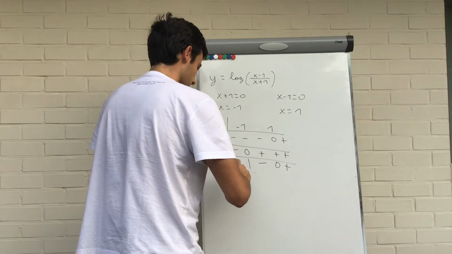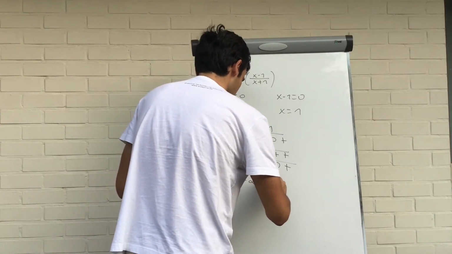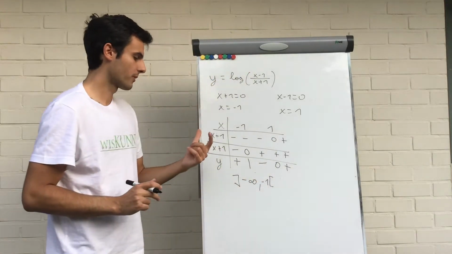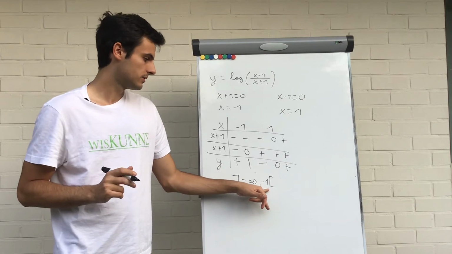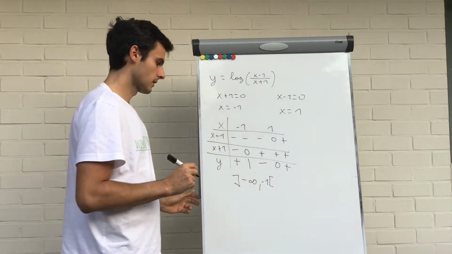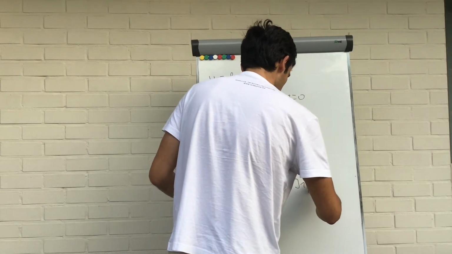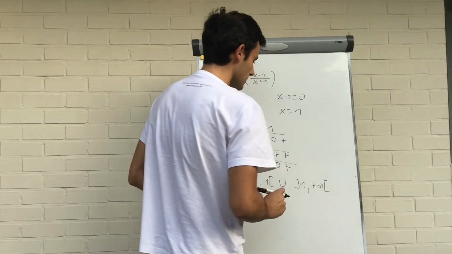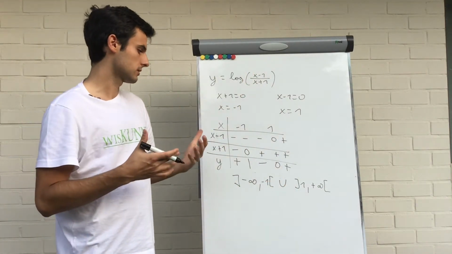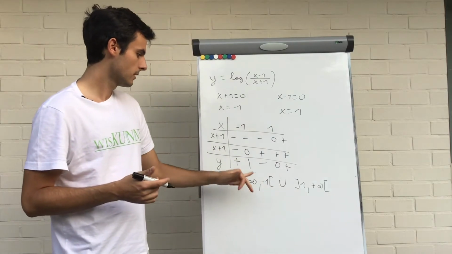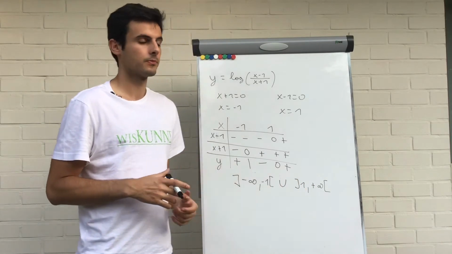So we have minus infinity to minus 1 with both brackets to the outside. Here because it's minus infinity, here because it's a 0 in the denominator. And 1 to plus infinity. Why? To the outside, because 1 gives 0 and the log of 0 does not exist. So this is the solution for the domain. This is just the union, so this and this.